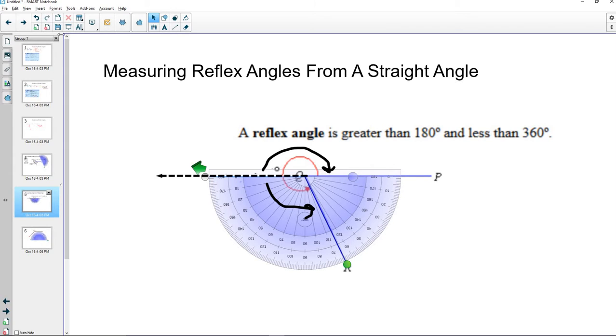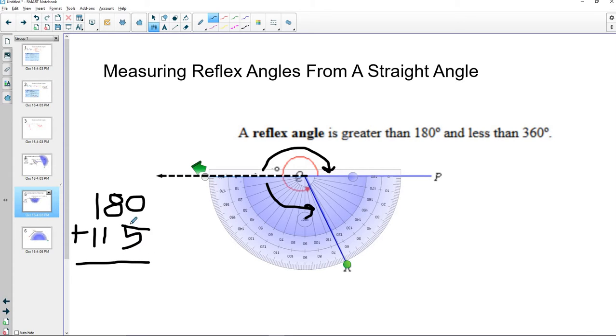Now let's have a look what 115 plus 180 equals. 180 plus 115. Okay, 5 plus 0 equals 5. Put the degrees in. 10 plus 80 equals 90. And 100 plus 100 equals 200. So once again, we have 295 as our answer.